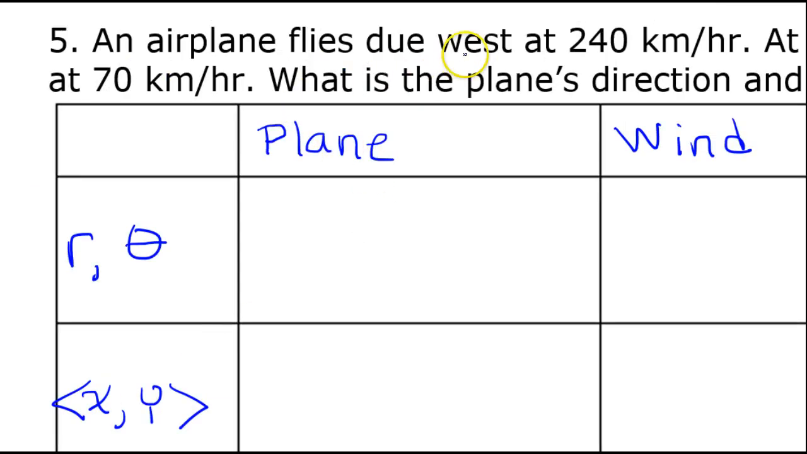The plane flies due west at 240 kilometers per hour. So the magnitude of the velocity is just the speed, 240 kilometers per hour. I'm just going to put kph. Okay, now we need the direction. Well, the direction is due west.